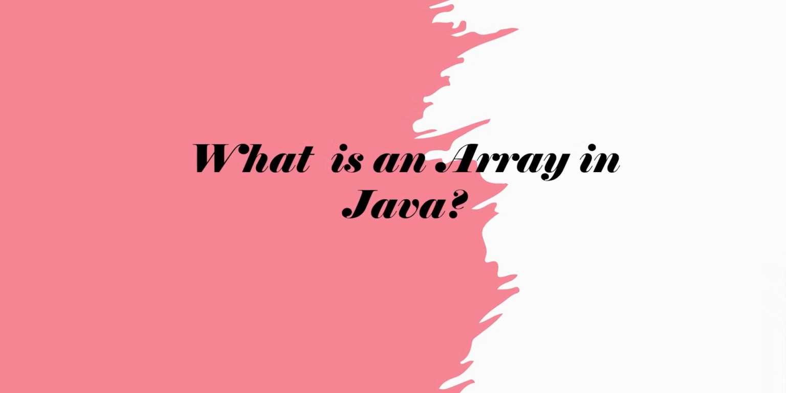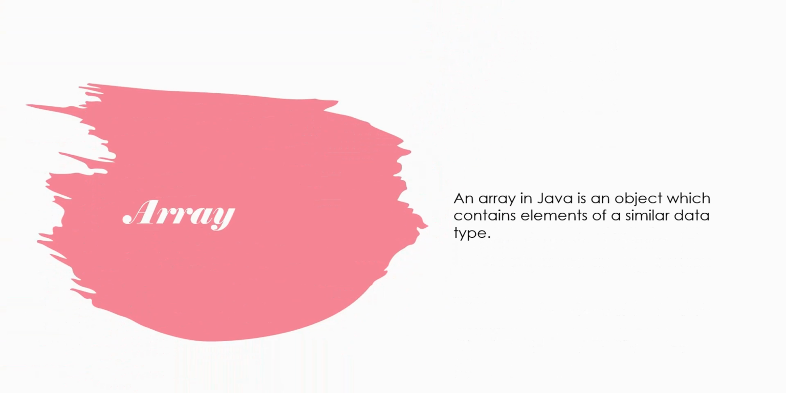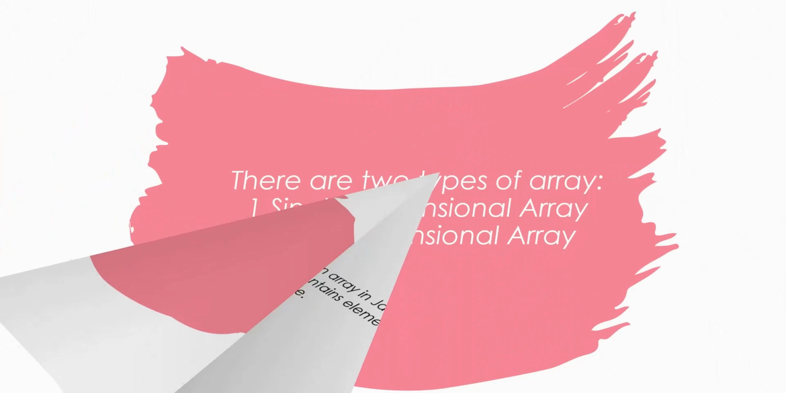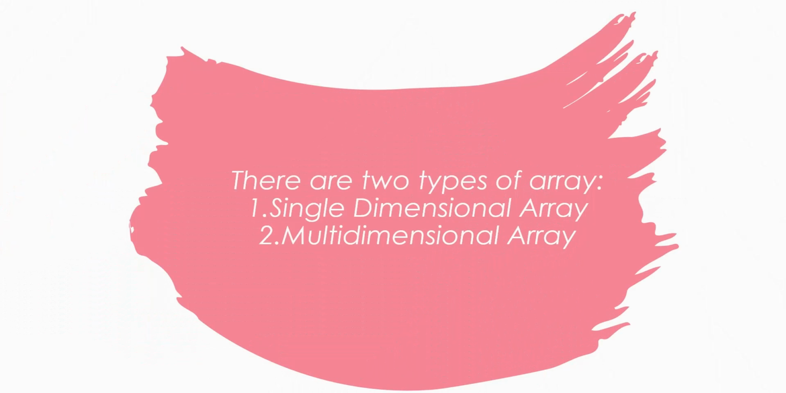Hi everyone, today I will be talking about arrays in Java. So what is an array in Java? An array in Java is an object which contains elements of a similar data type. There are two types of array, single dimensional array and multi-dimensional array. In this video, I will be talking about single dimensional array.